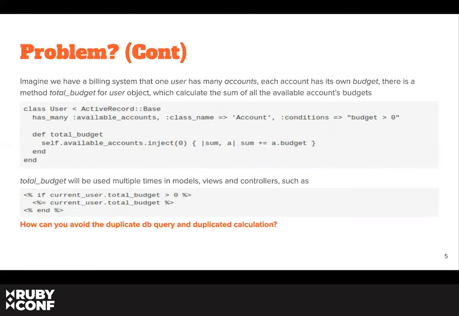So every time we use total budget, a DB query is sent to retrieve all available accounts for the user, and then we calculate the sum of all the available account budgets. How can we avoid the duplicate DB query and duplicated calculations? So this is the major question. I will get back to this later in the presentation.